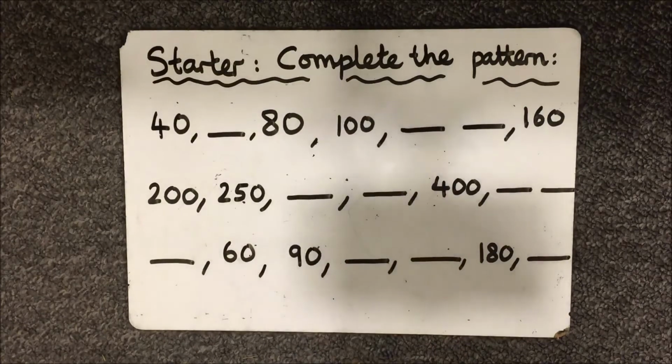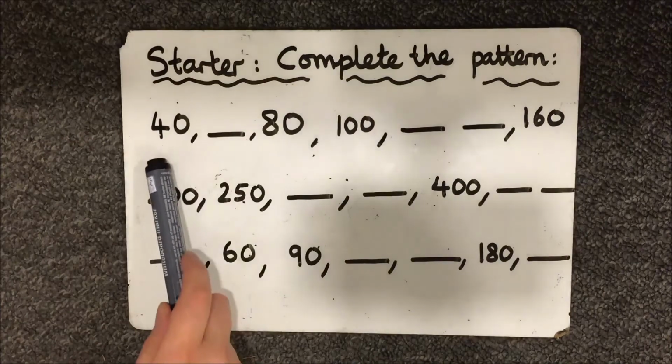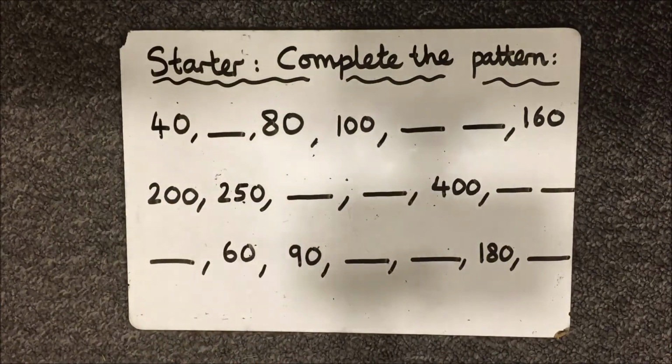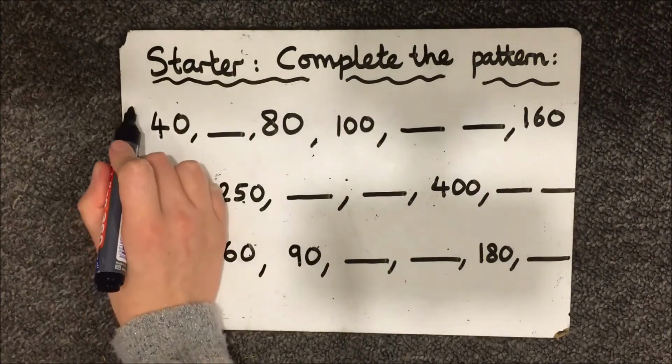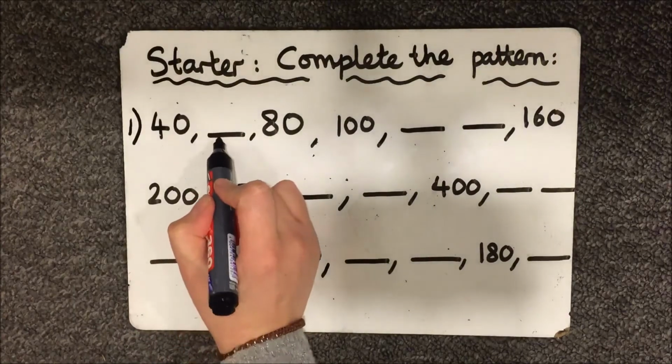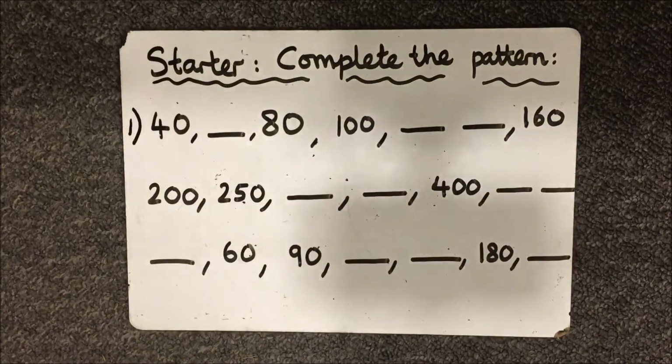So complete the pattern. You can see some of my numbers are included, but where the line is, there's a number missing. So this is the first number pattern we're going to do. Can you work out what the pattern is first? We can't work out what goes on these lines until we know the pattern.